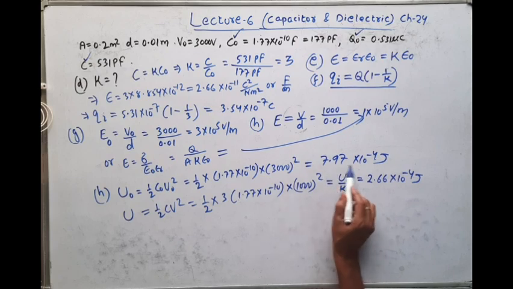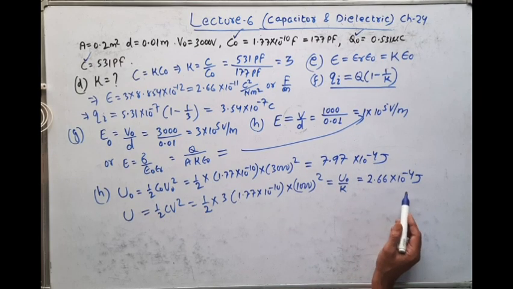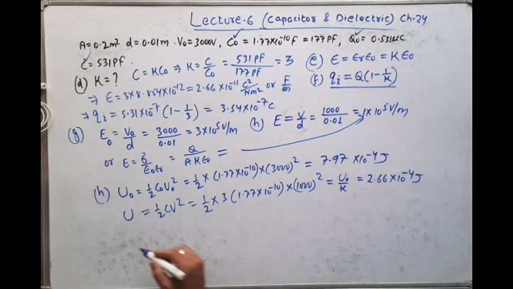Or you can write this as divided by 3. So you will get this result. Okay, so now this is the energy stored. Next, energy density.